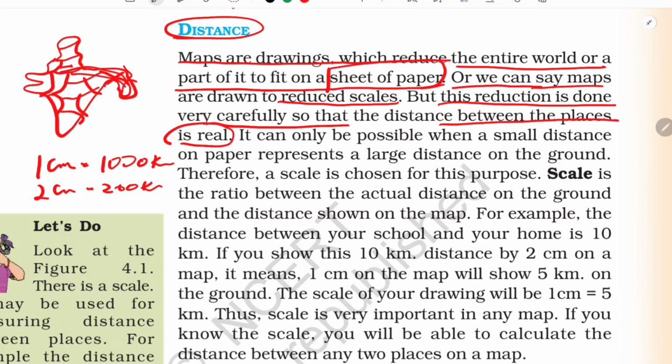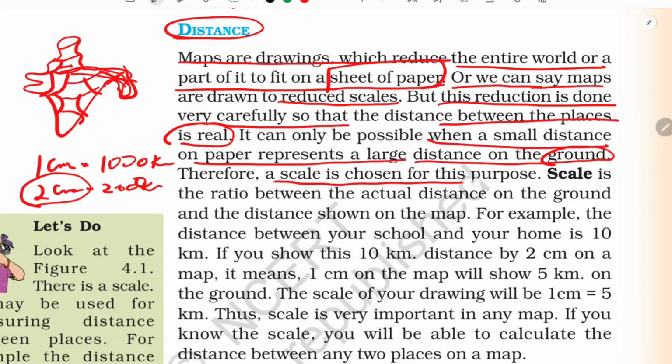So about that we are going to study here. It can only be possible when a small distance on a paper represents a large distance on the ground. That is what I was telling you. On the paper this 2000 kilometers will be represented as 2 centimeters only. So in the actual ground, the actual distance is 2000 kilometers, but on paper we have made it 2 centimeters. But whatever distance we have made, we have to provide the information as well. Therefore, a scale is chosen for this purpose.